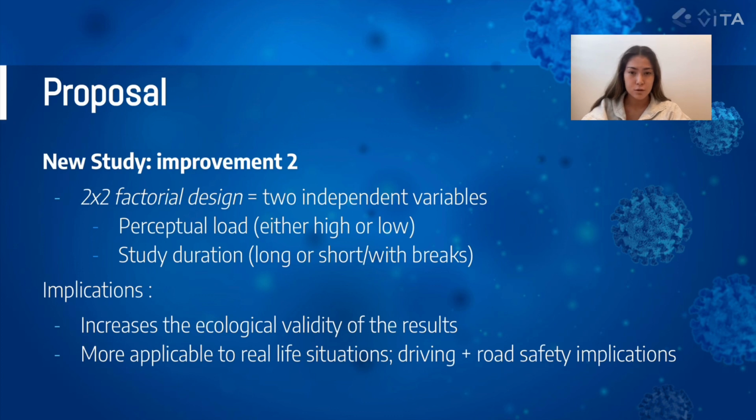Therefore, while simultaneously broadening the sample size and the demographics of participants, the proposed study will implement a 2x2 factorial design. The primary focus of the task will still be the gap perception task, as in the present study. However, there will be two independent variables influencing the task, which are perceptual load, either high or low, and the duration of the study, either with or without breaks in between trials. This additional variable will enable us to more accurately simulate the complexities of driving in the real world, namely that of fatigue and perceptual load.